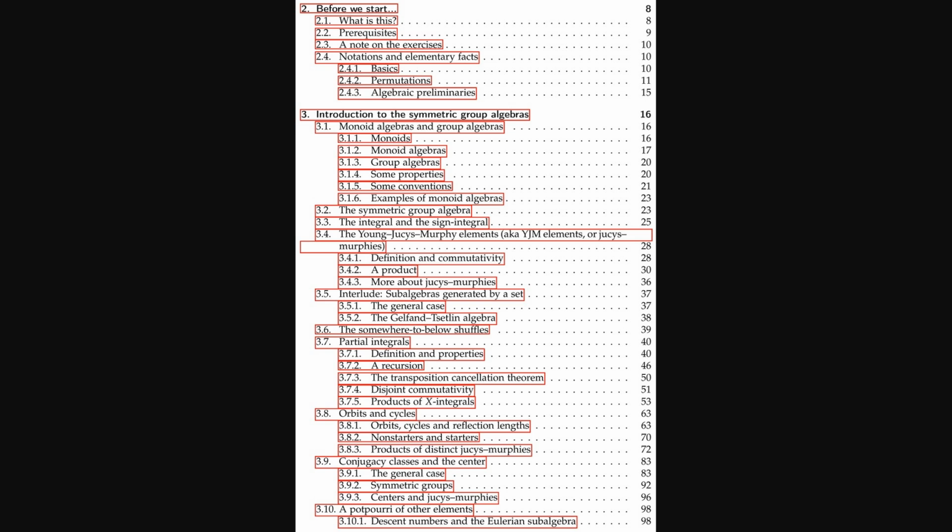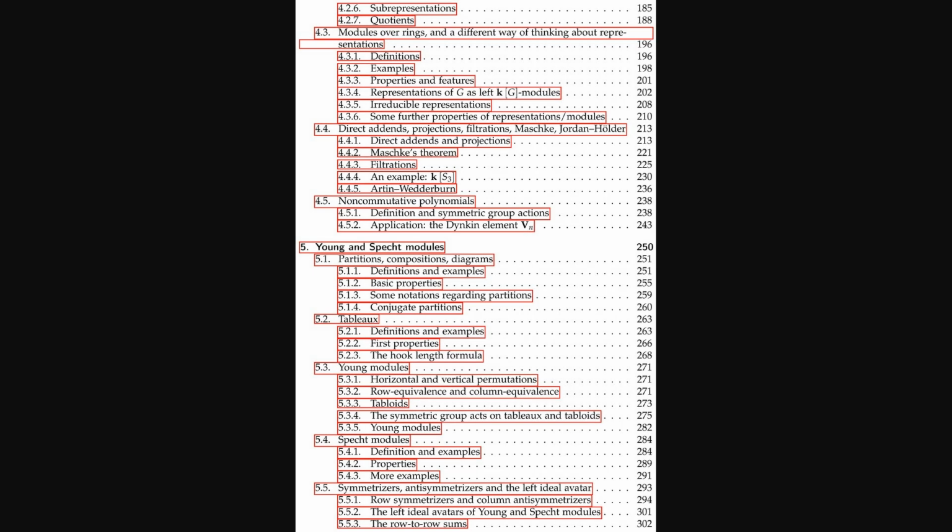A major focus is on what are called the Young-Jucys-Murphy elements, or YJM elements. These are special components within the algebra that have a really useful property. They commute, which simplifies a lot of the math, and they lead to key results like the transposition cancellation theorem.